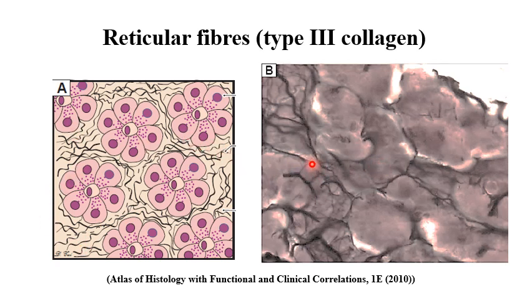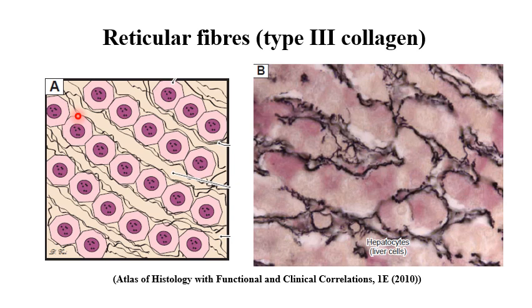This tissue is stained with silver, and these black threads are the reticular fibers, and unstained areas represent the pancreatic acini. Here is another example of a tissue that contains reticular fibers.